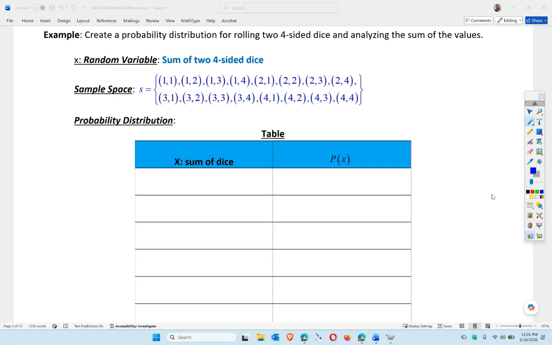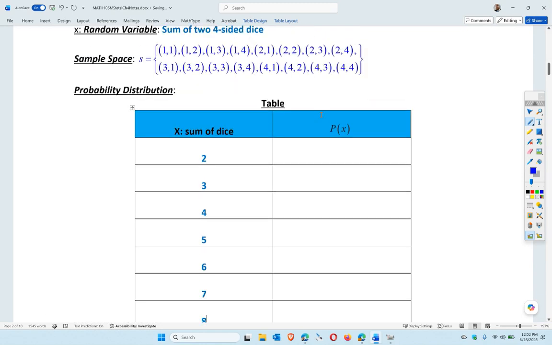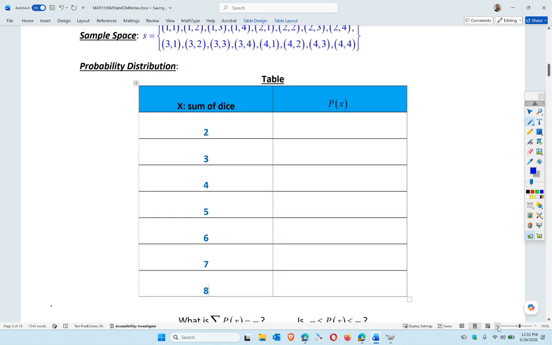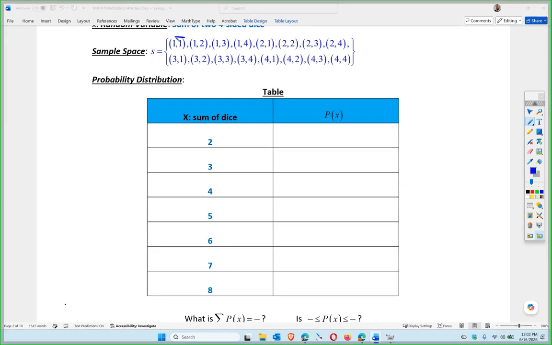Okay. So what does that mean? The possible sums are 2, 3, 4, 5, 6, 7, and 8. That's all I can get. Okay, so if I look at my sample space here, let's just make this a little bit smaller, right? There is one way to get a 2, so 1 out of 16, right, because this is probability.